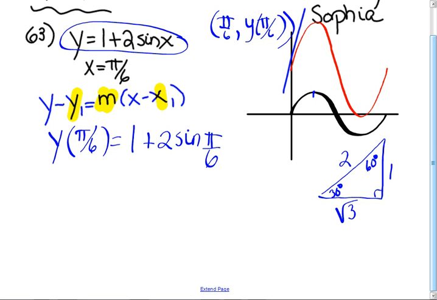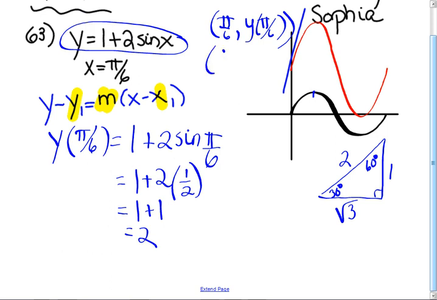Okay, so now on the exam, if it's free response, I would not evaluate that. I would write it in 1 plus 2 sine pi over 6. But because we're so smart, we can do this. What's the sine of pi over 6? It's 1/2. So what's the y value there? It's 1 plus 1. So it's 2, right? Okay, so my ordered pair is pi over 6, comma, 2.